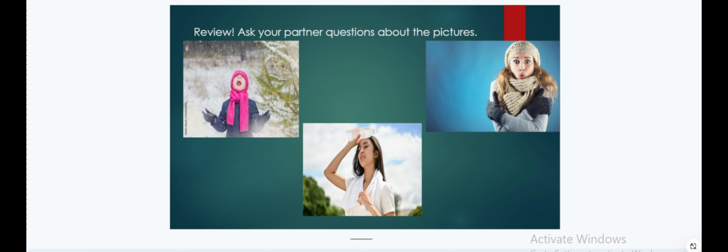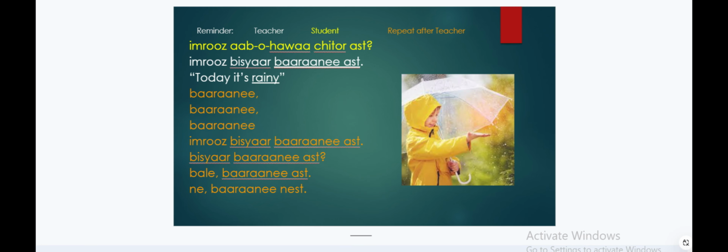The second one, the girl who's holding a bottle of water on her head. So what is that? So آب و هوا چطور است؟ You can say آب و هوا امروز da da da da. So you're going to tell me. And the last picture, the girl who's getting cold. آب و هوا امروز چطور است؟ So you know better to say. Okay. The next picture.